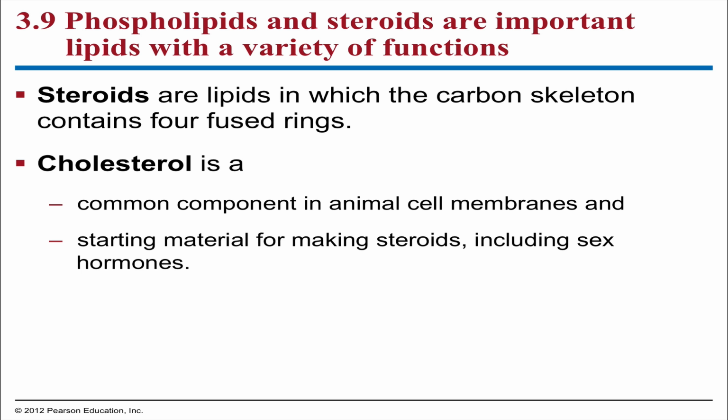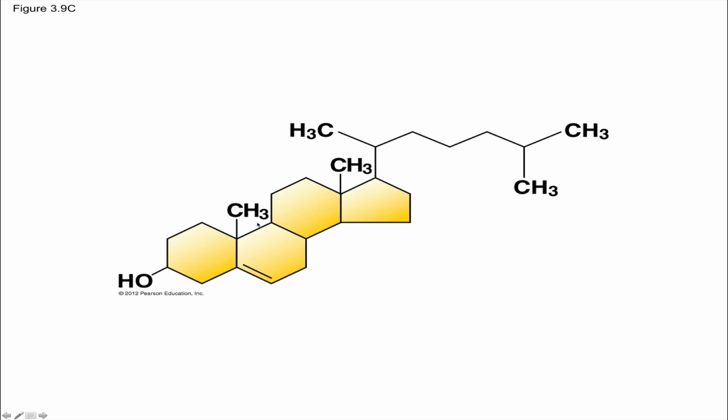So steroids are lipids whose carbon skeleton contains 4 fused rings. Cholesterol is a common component in animal cell membranes, and it's the starting material for making steroids, including the sex hormones that we talked about earlier, testosterone, for example. So when you look over here, this is a perfect example of the sex hormone that we looked at earlier, the estradiol. I'm sorry, no, this is the testosterone.